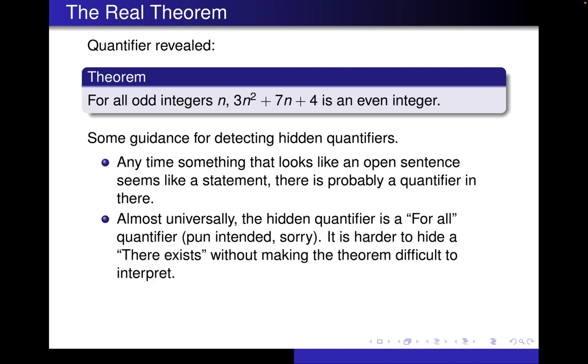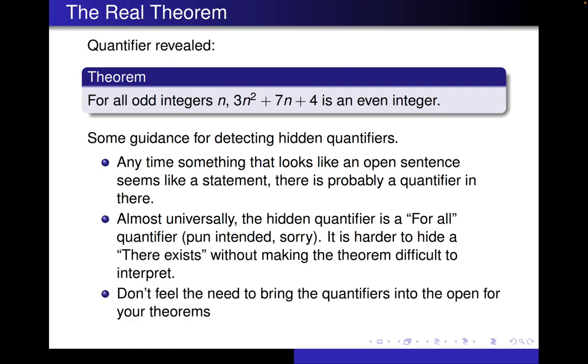It's really hard to hide a there exists statement without making the theorem really weird. And why would you try to make it weird? So almost never would you find a there exists. If I think of an example, I'll give you one, but I don't even think I can think of an example where a there exists is hidden in a theorem.